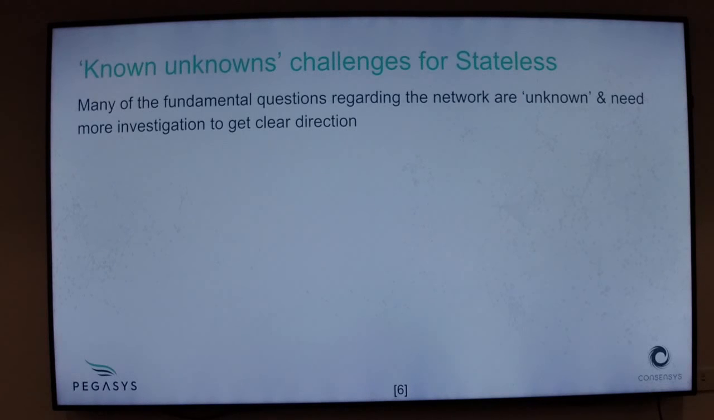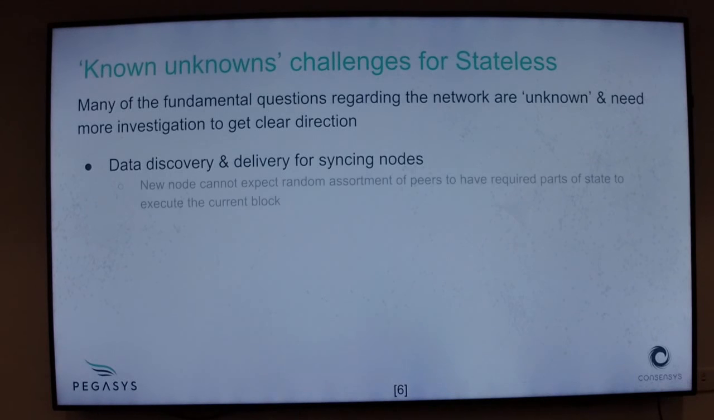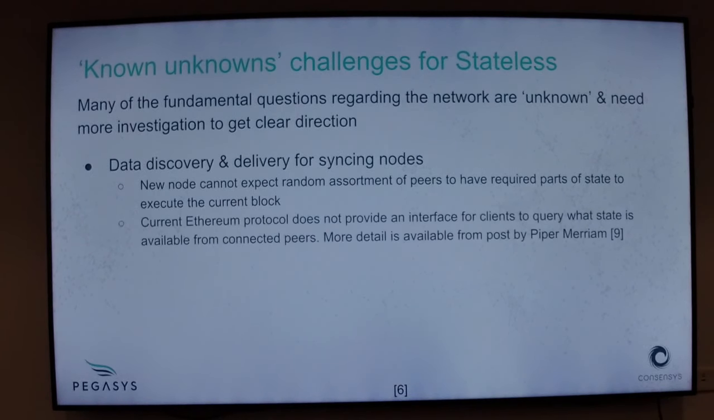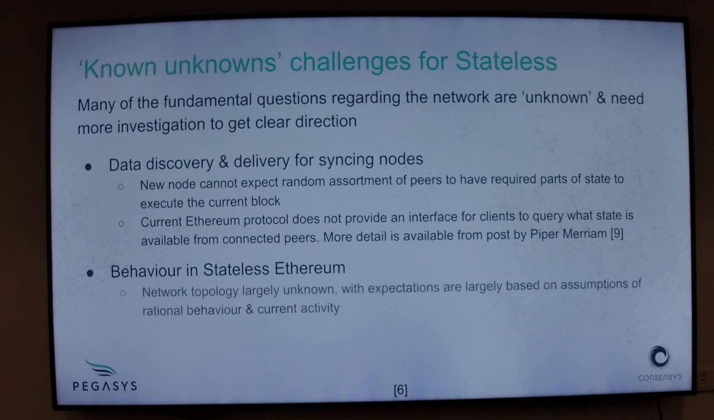Now the known unknowns. Many of the fundamental questions regarding the network are unknown and need more investigation to get a clear direction. Data discovery and delivery for syncing nodes: a new node cannot expect a random assortment of peers to have the required paths to execute the current block. The current Ethereum protocol does not provide an interface for clients to query what state is available from their connected peers. More detail is available in a post from Miriam, and I've got a link.